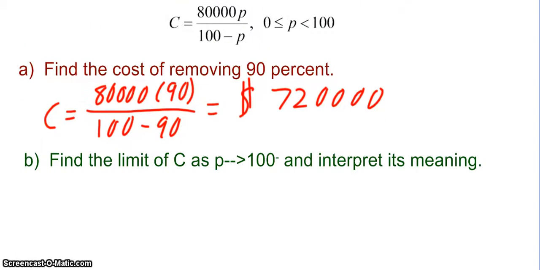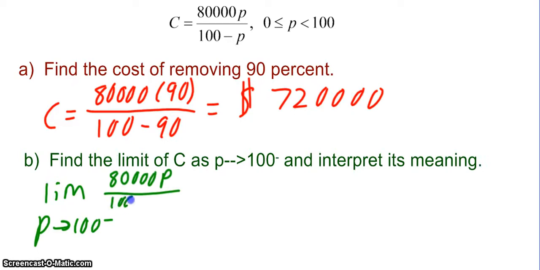Well, first of all, we want to understand that the only way we can approach P of 100 is from the left, because the percent can't be greater than 100%. Or we can never remove more than 100% of the pollutants. So the limit as P goes to 100 from the left of 80,000 P over 100 minus P.